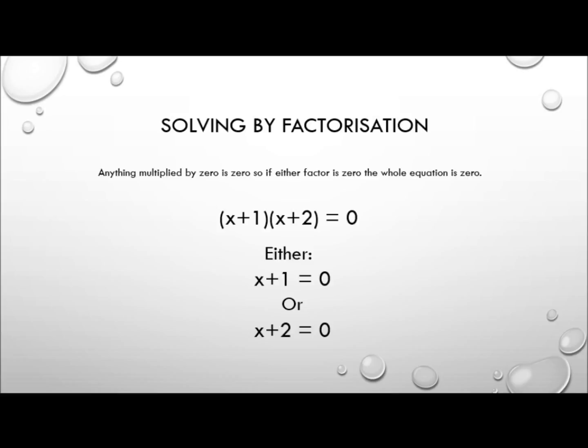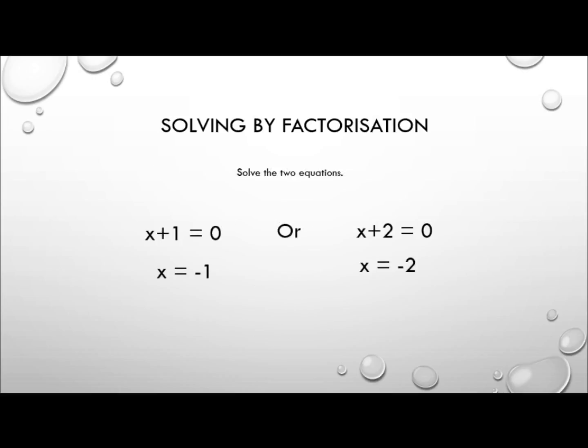So if we've got x plus 1 into x plus 2 equals 0, that means either x plus 1 equals 0 or x plus 2 equals 0. Because 0 times x plus 2 is going to be 0, and x plus 1 times 0 is going to be 0. That means we now have two equations to solve. So either x plus 1 equals 0, in which case x equals negative 1.